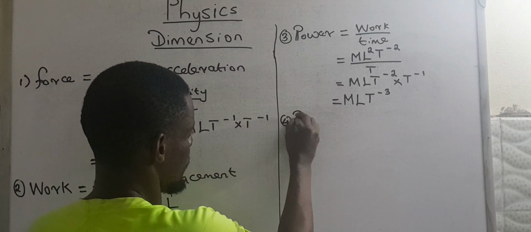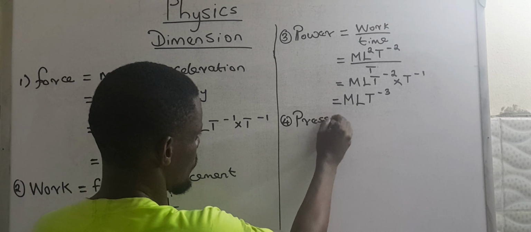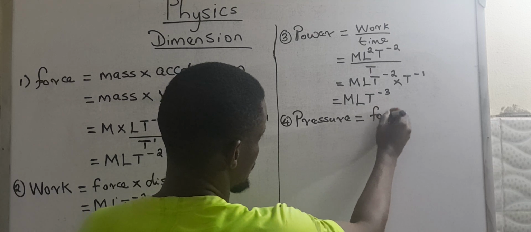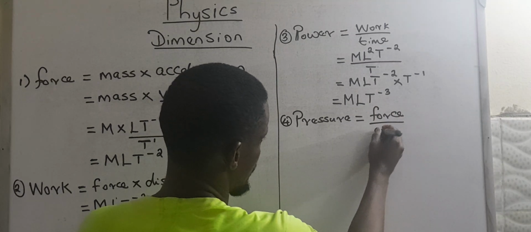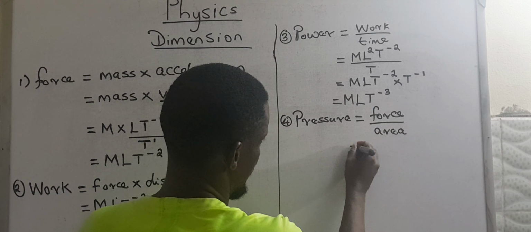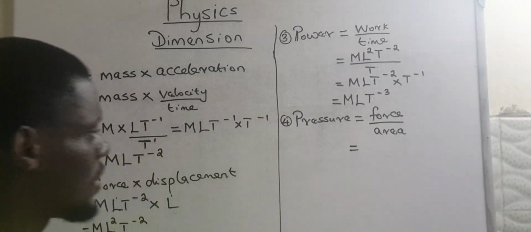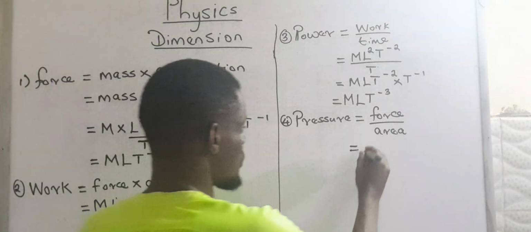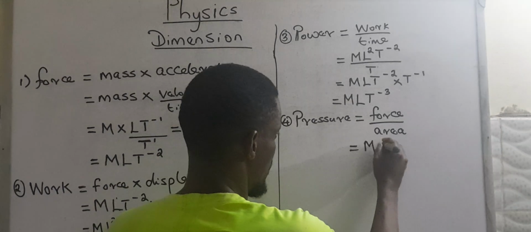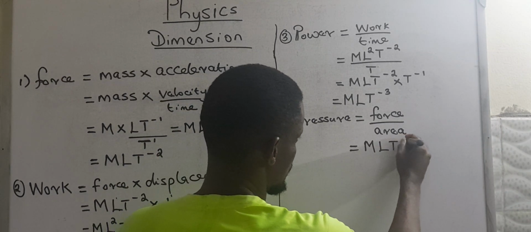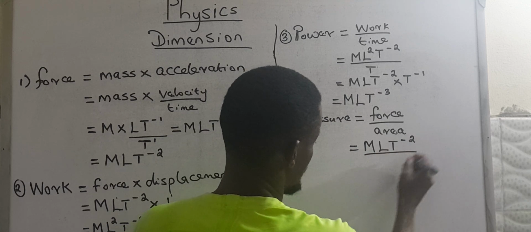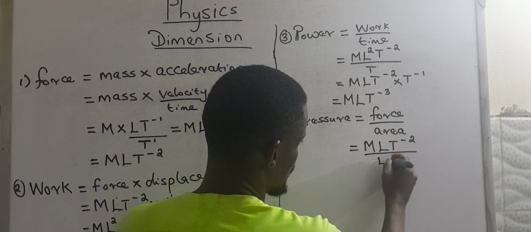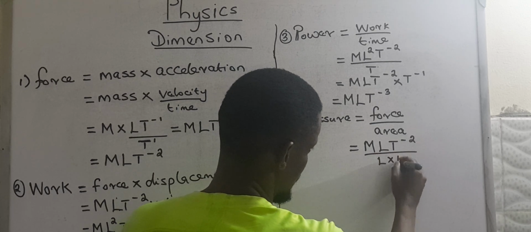4. Pressure. Pressure is force over area. So the dimension of pressure will be the dimension of force over the dimension of area. Dimension of force is MLT⁻². Dimension of area is L². Area is length times breadth, so this will give me length times length.